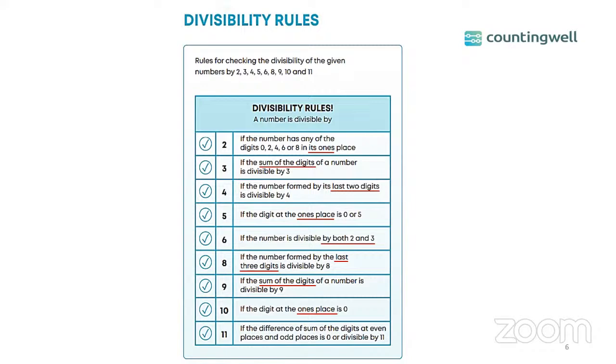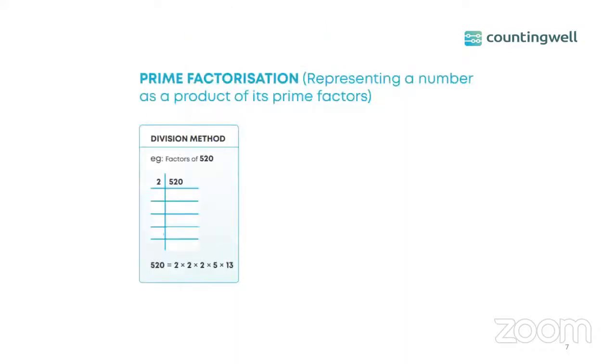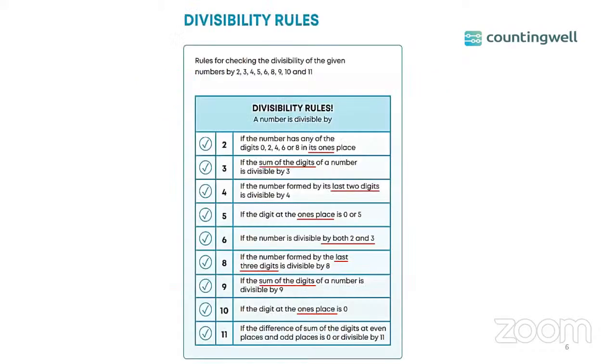Now, if the difference of the sum of the digits at even places and odd places is 0 or divisible by 11, then we say the number is divisible by 11.